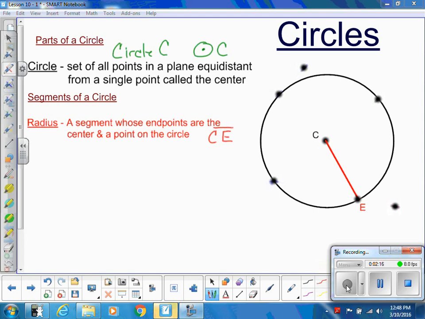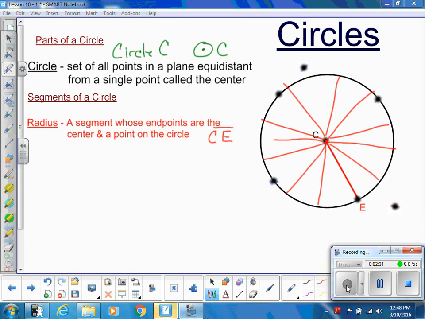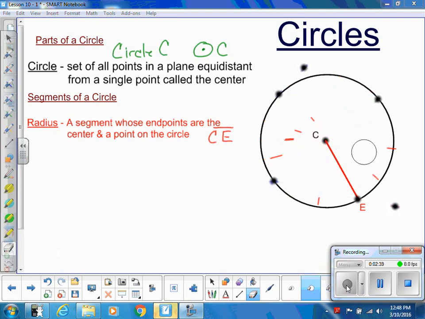Now, how many radii, because that's plural, do we have for this circle? Well, as many as you can draw in, okay? There's an infinite amount of radii in a circle, as long as one endpoint is on the circle, and one endpoint is in the center of the circle.